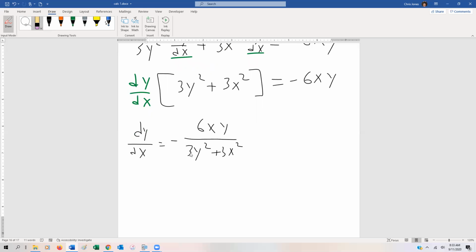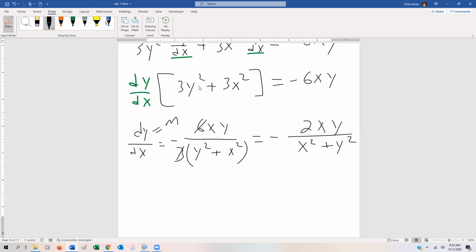Another thing we could do that might make our lives a little bit easier is in the denominator, notice that we have a factor of 3 and a factor of 3, so we can go ahead and factor those 3's out. And notice that there's a 6 and a 3, so we can simplify that. So another way to write this would be the opposite of 2xy divided by y squared plus x squared, or x squared plus y squared. Now this is probably the most simplistic way that we can write the slope. Okay, so remember dy/dx is equal to m, which is equal to the slope.